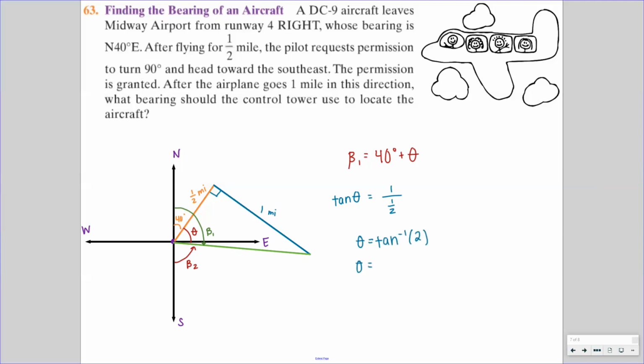We're just going to take our calculator, type that in. So the bearing that the control tower needs to use is 63.43 plus the 40 degrees that we originally started with. So 103.43 degrees.